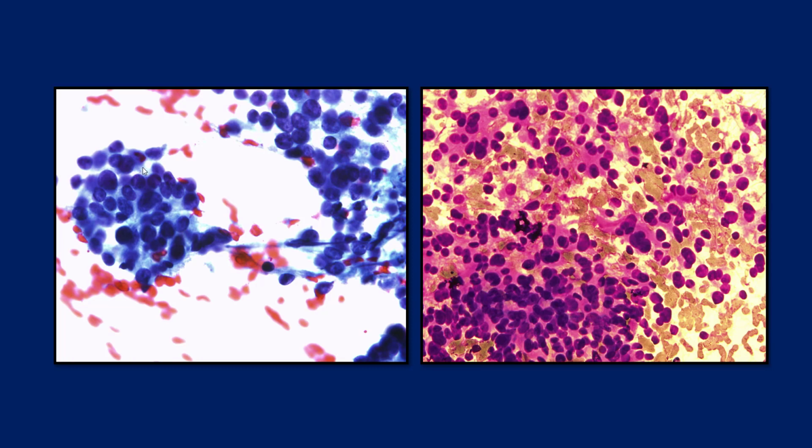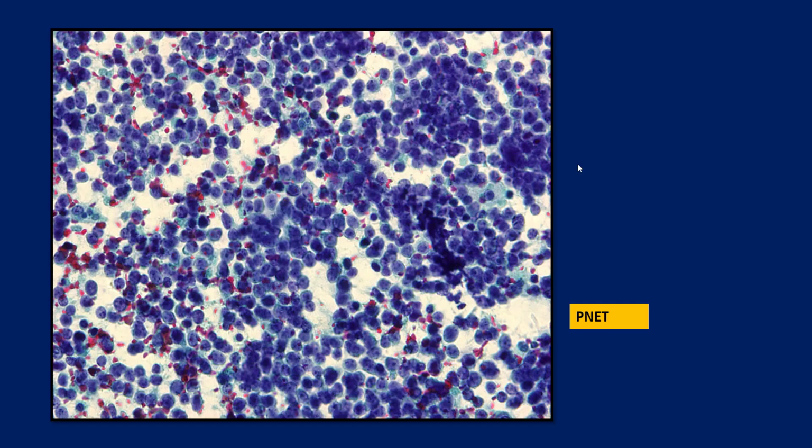You have these cells which are arranged in balls, right? Showing a significant amount of anisonucleosis. Okay, they seem to have some kind of magenta colored granules in the cytoplasm. This was a carotid body tumor. I am sure you must have guessed it.